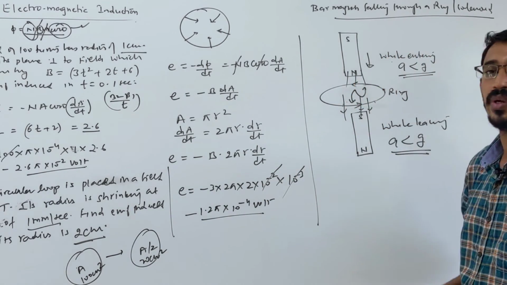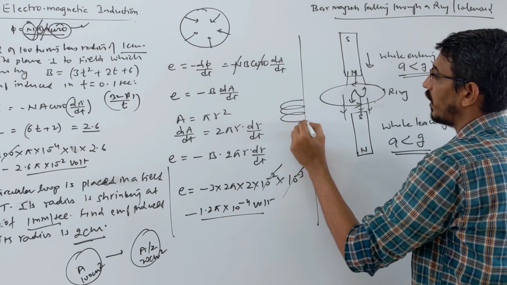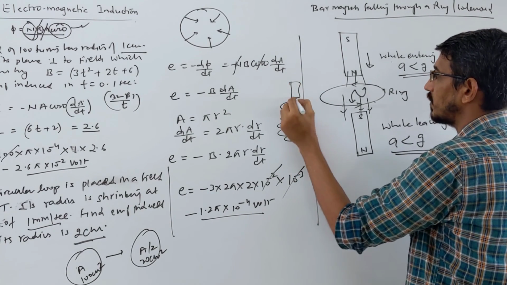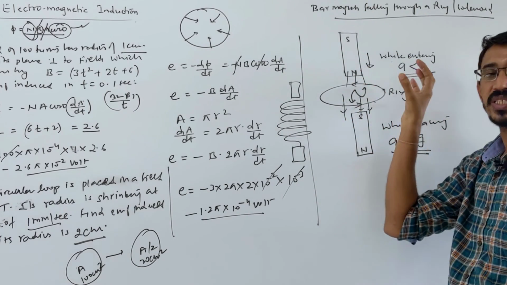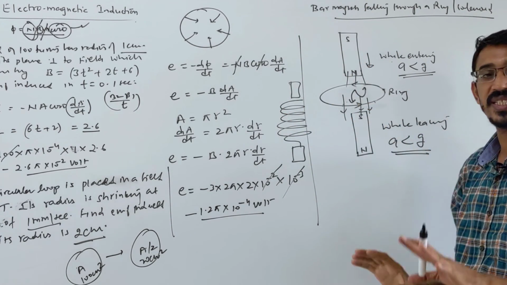The same question was asked for a solenoid also, where this bar magnet is falling through a solenoid. Exactly the same answer, no change. While entering, acceleration is less than g, while leaving also acceleration is less than g.